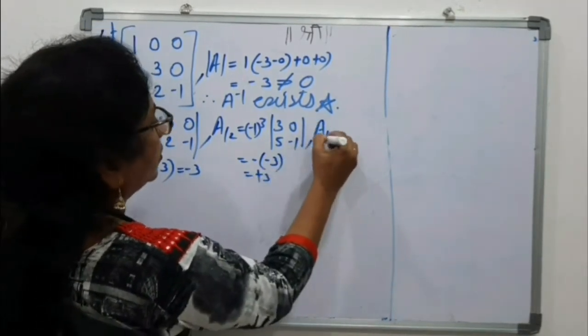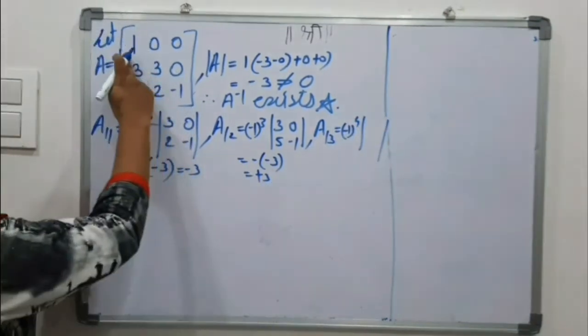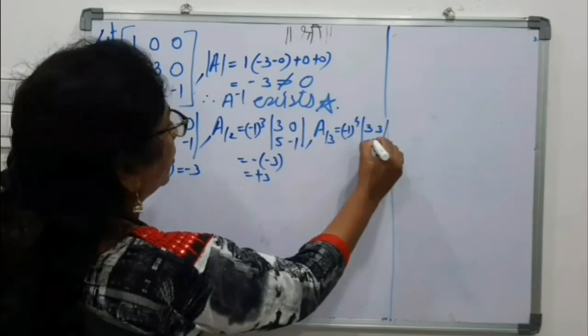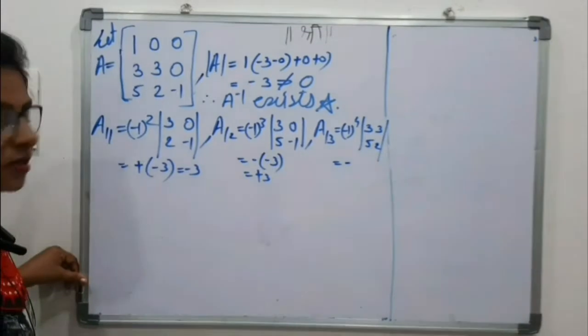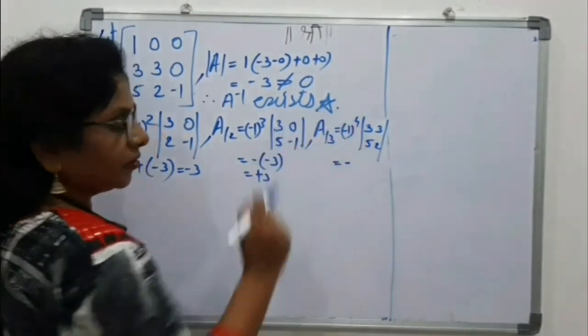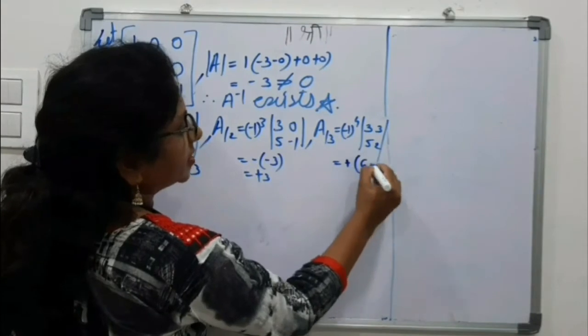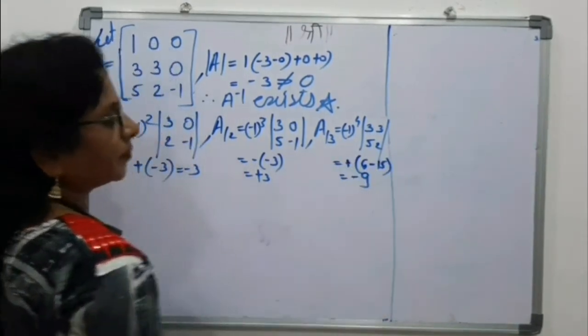Now A13, minus 1 to the power 4, in determinant hide this row and this column. So 3, 3, 5, 2. So minus 1 to the power 4 means plus, in bracket 6 minus 15, that is minus 9.